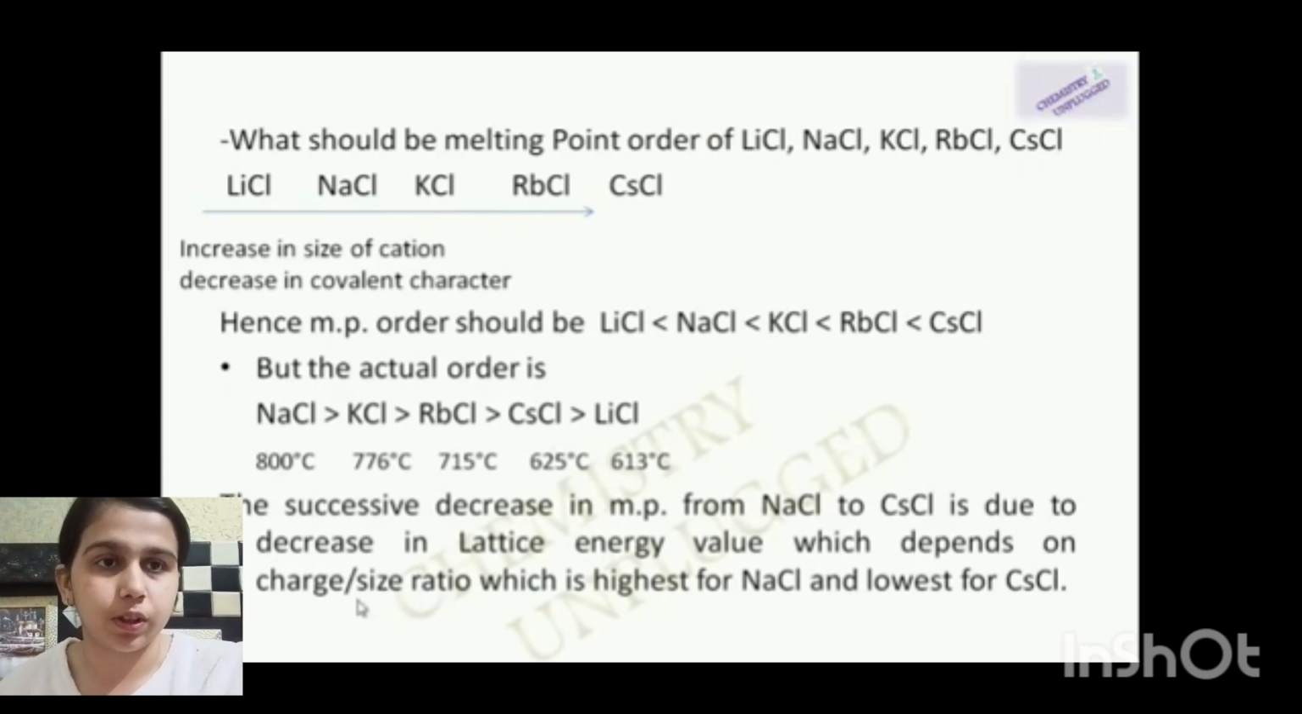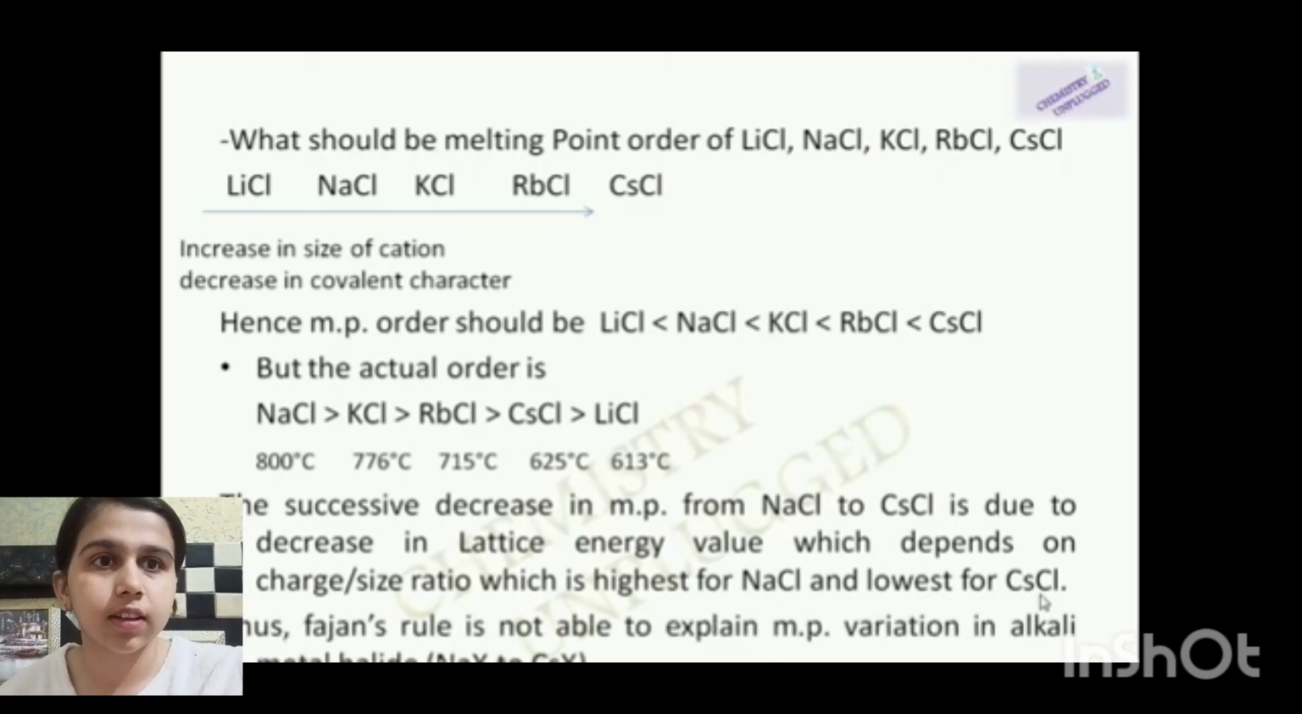Lattice energy depends on the charge to size ratio, and the charge is the same for all the cations, but the size is maximum for cesium. So this ratio will be smallest for cesium chloride and highest for NaCl, meaning NaCl has the highest lattice energy value and cesium chloride has the lowest. When lattice energy is high, a high amount of energy is required to melt the salt. So NaCl has the highest melting point and cesium chloride the lowest, if we forget about LiCl. So Fajan's rule is not able to explain the melting point variation in alkali metal halides. It is an exception, so you have to remember it. So that's it.